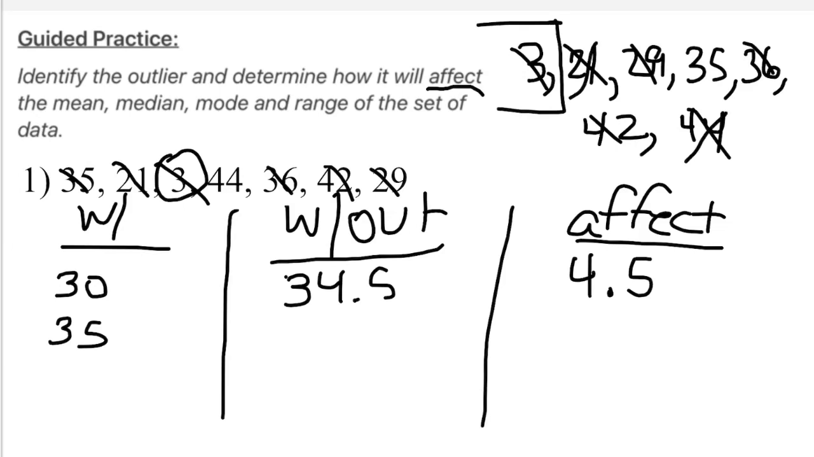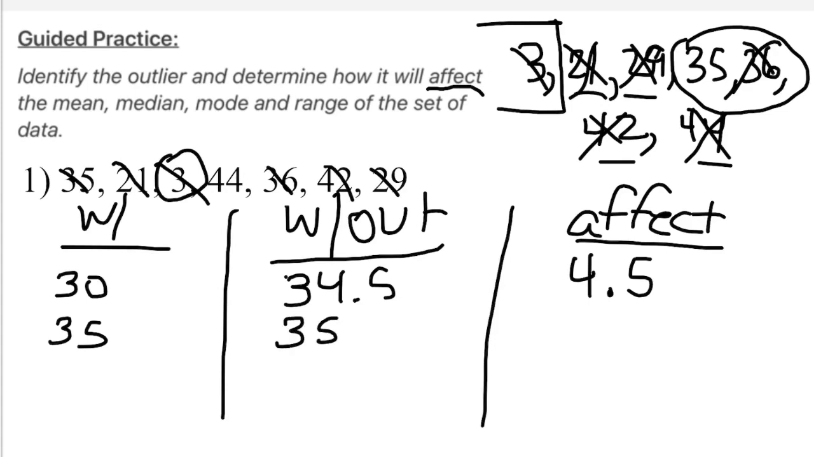So 1, 1, 1, 1, 1, 1, 2, 1, 2. Oops, I did that wrong. So here are my 2 middle numbers, 35 and 36. So I'm going to do 35 plus 36, and then I'm going to divide that by 2. So my median without my outlier is 35.5, and that only had an effect of 5/10. Very, very small effect.